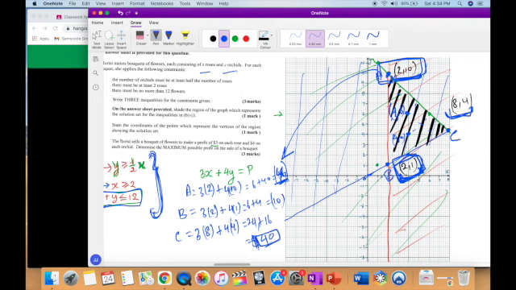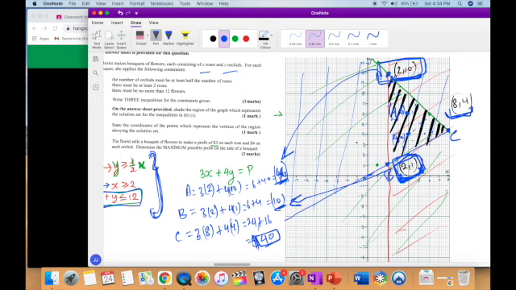Right? So this is the least amount of profit. You can see we're only making $10 on that. So that's the least amount of profit that you could make, and you wouldn't make less profit. Any other point inside of the triangle will make more profit than this vertex here at point B.